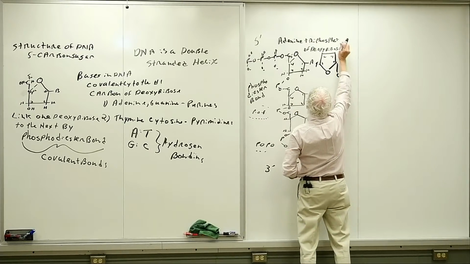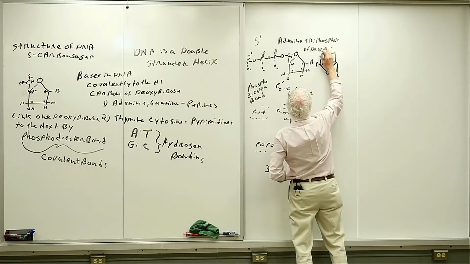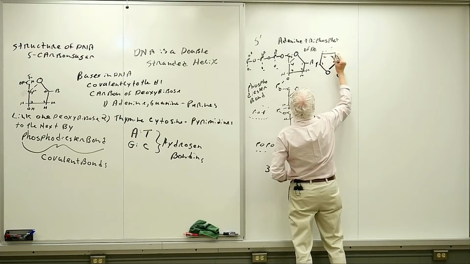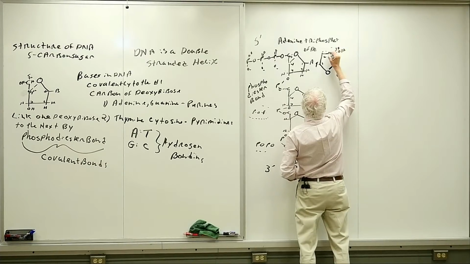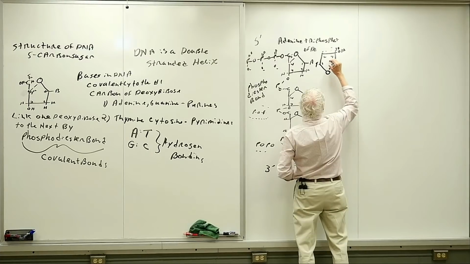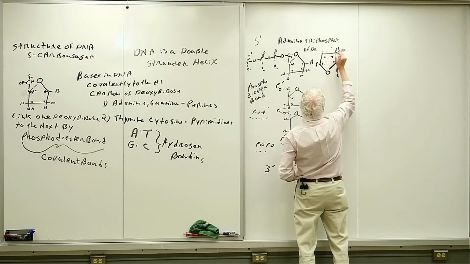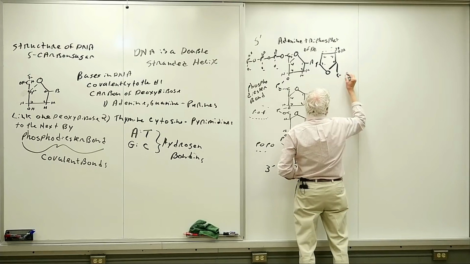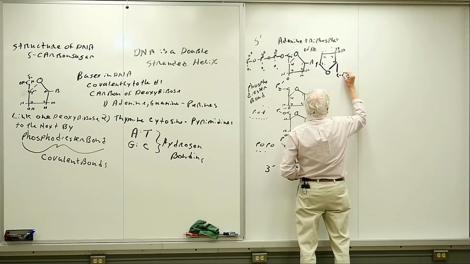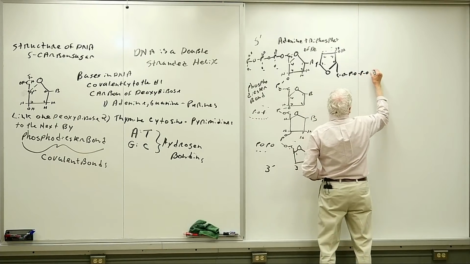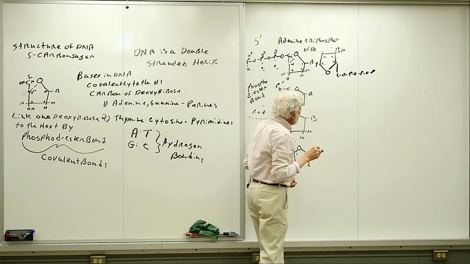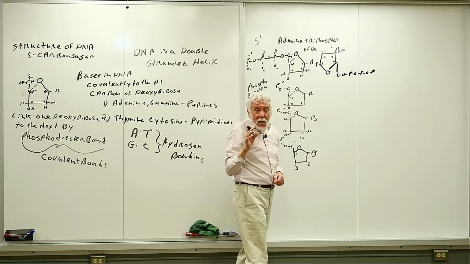And if we look at this, let me get rid of this so I can draw this in. So this number 3 carbon has a hydroxyl and a hydrogen. The number 5 carbon again has this oxygen, phosphorus, oxygen, phosphorus, oxygen, phosphorus. And we can play the same game.